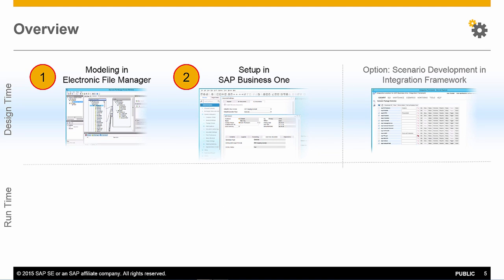The implementation of the Electronic Document Framework consists of two critical steps. Firstly, the modeling has to be done in the Electronic File Manager. And secondly, the framework needs to be activated, and several settings are to be executed in SAP Business One. As an option, you can also develop an integration scenario using the integration framework to distribute the XML file. So what does modeling with the Electronic File Manager actually mean?